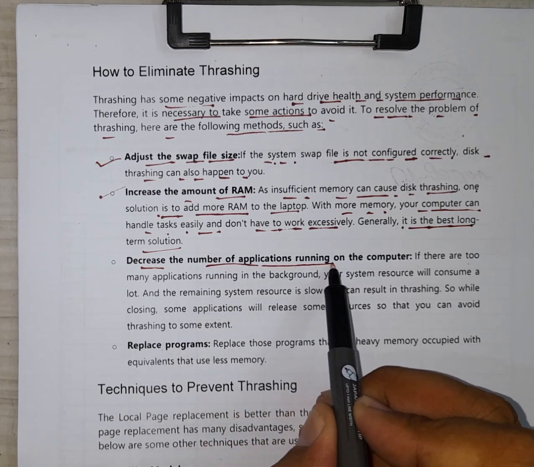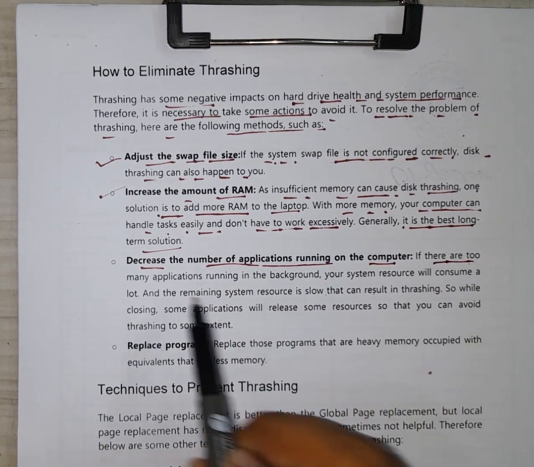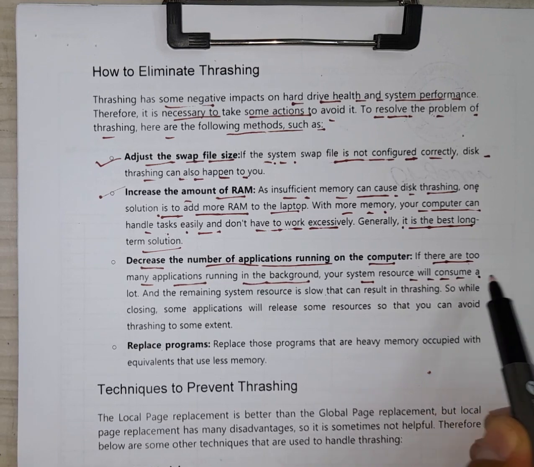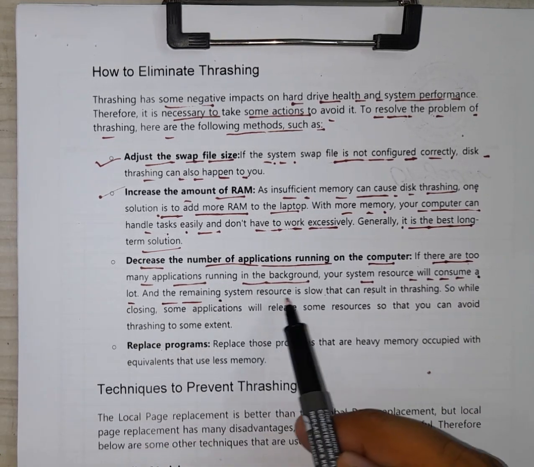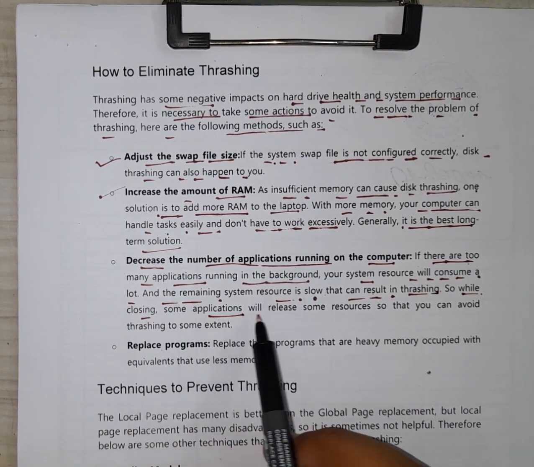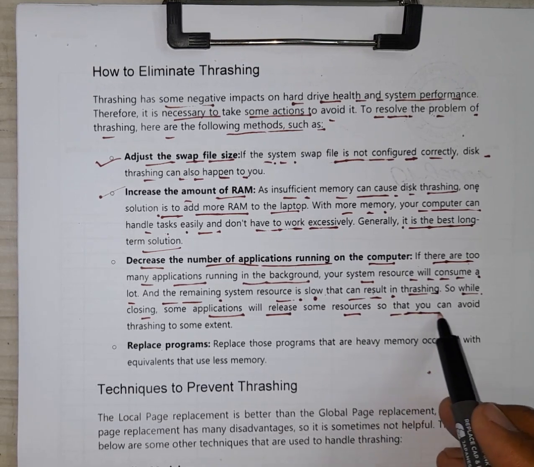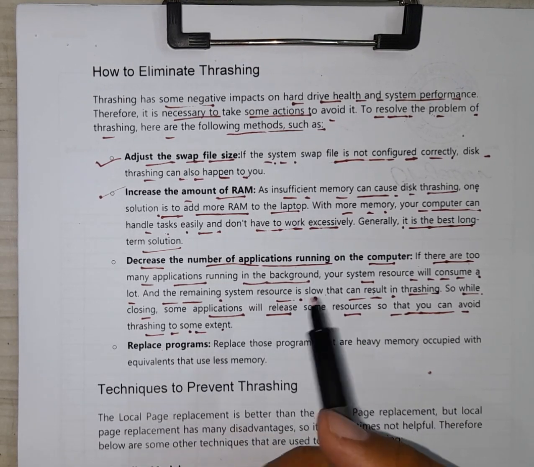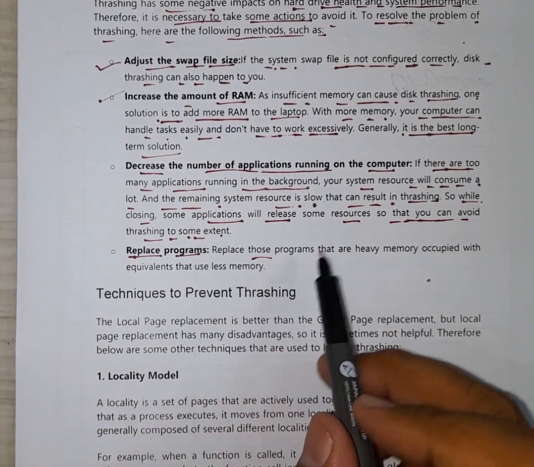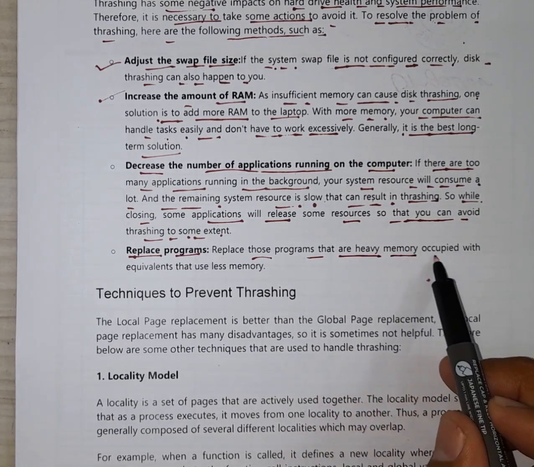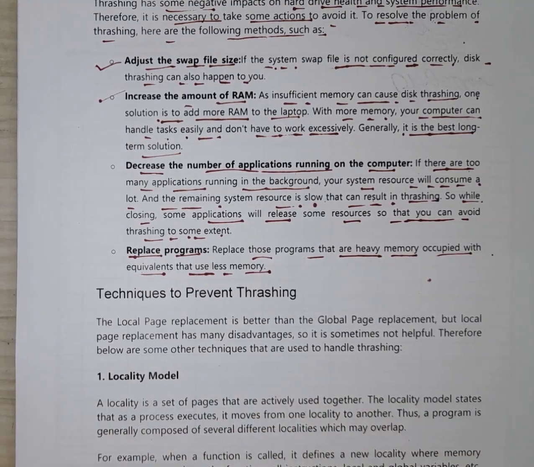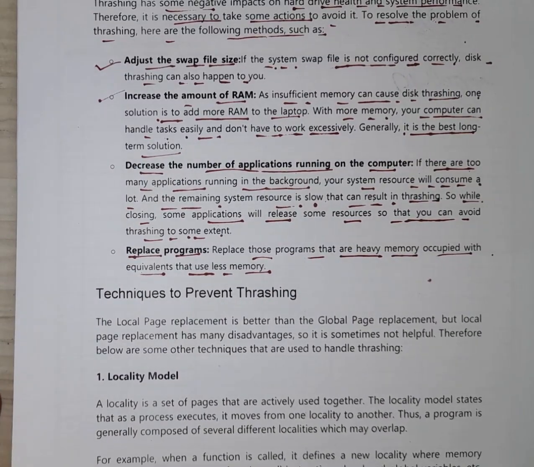Decrease the number of applications running on the computer. If there are too many applications running in the background, your system resources will be consumed a lot and the remaining system resource is slow. That can result in thrashing. So closing some applications will release some resources so that you can avoid thrashing to some extent. Replace those programs that are heavily memory occupied with equivalents that use less memory. These are all techniques to prevent thrashing.